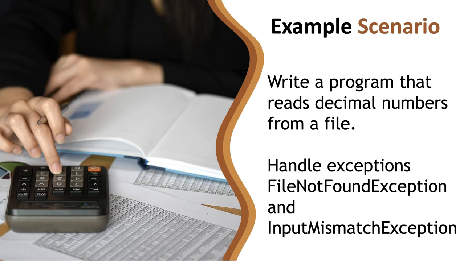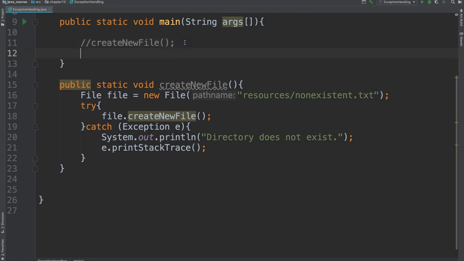We're going to write a program that reads decimal numbers from a file. And then we're going to handle two types of exceptions that come from that program: FileNotFoundException and InputMismatchException. So let's comment out this one, and we're going to make a call to a new one. We'll say numbersExceptionHandling. And we'll create this method.